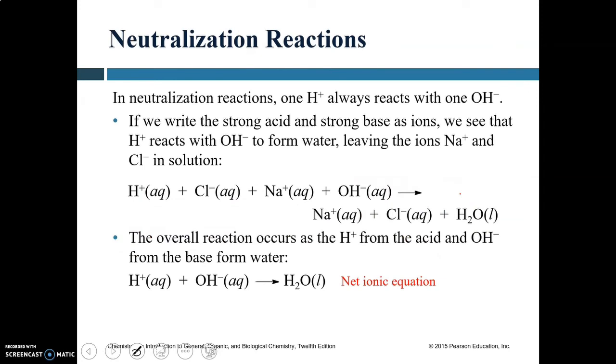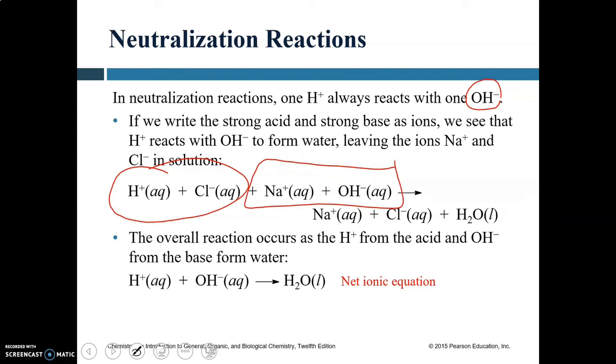In neutralization reactions, one hydrogen always reacts with one hydroxide anion. So, for instance, here, strong acid, hydrochloric acid, completely dissociates into hydrogen and chloride ions, and strong base, sodium hydroxide, completely dissociates into sodium and hydroxide ions. These two react, forming water, and sodium and chloride ions exist in the solution in the ionic form.